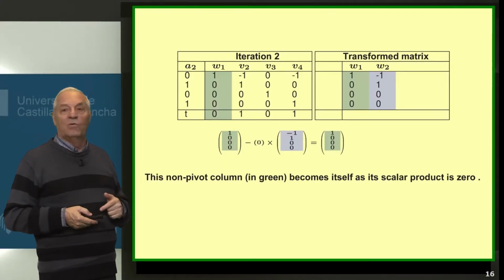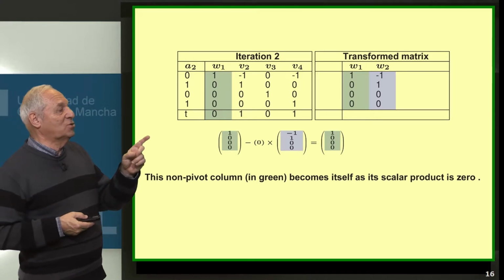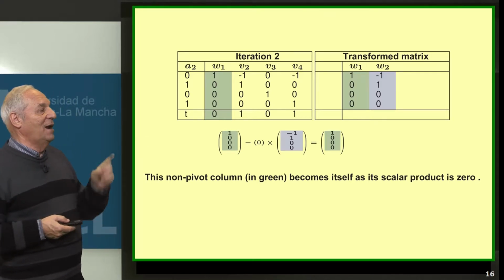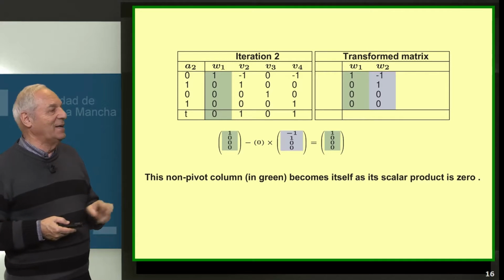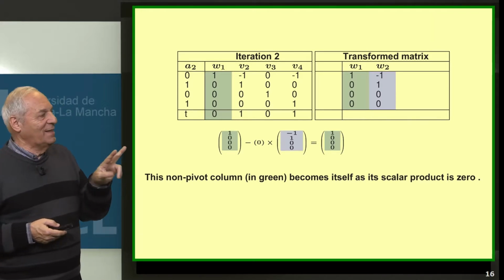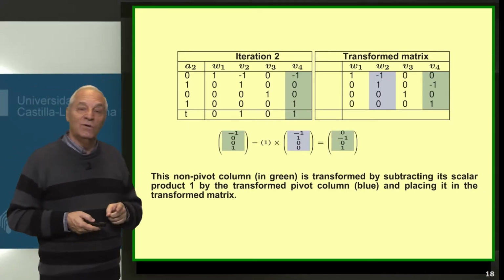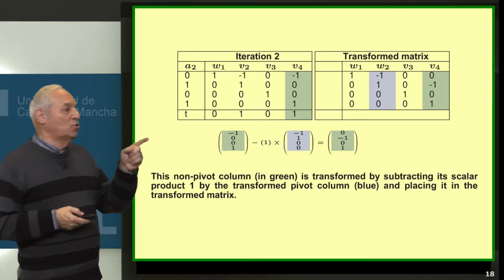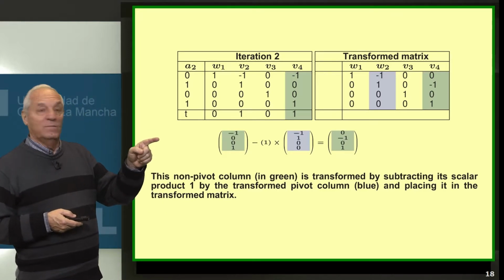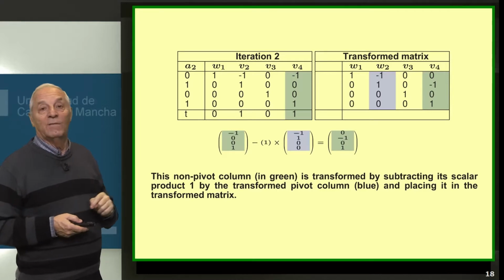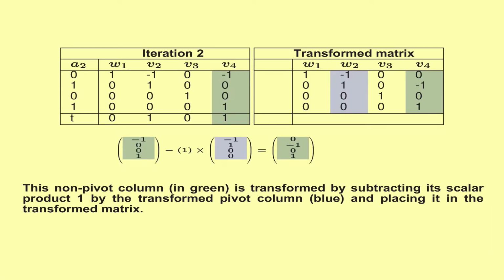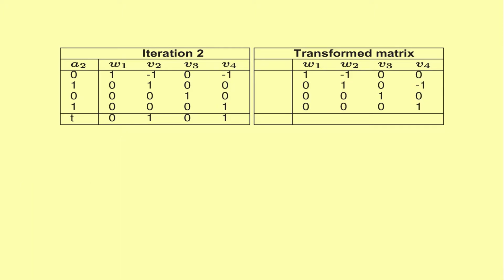How are the other columns transformed? It should be noted that we have two columns whose scalar product is 0, the w1 and v3, so they pass. As they are, we copy them and there they are. For the last one, its scalar product is 1, then it will be itself, minus 1, by the transformed pivot, and after operating we get what it is below, v4, which is the vector 0, minus 1, 0, 1, and that's it.